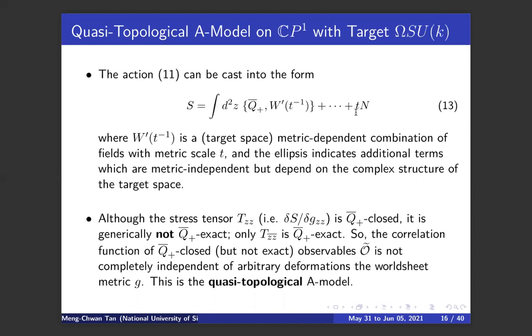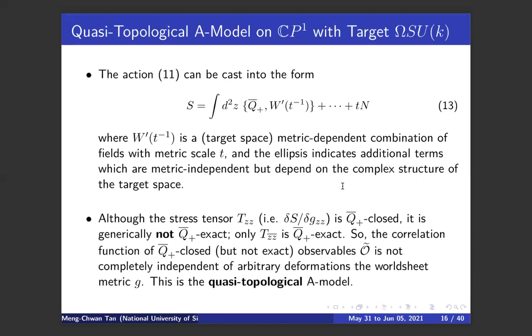The T also appears here because this is a metric scale T, and then you pull back the symplectic form. The omega itself is constructed from the metric of the target space, so the T also appears here. All right, so we can write it into this form. It takes some work, but after that we can write it into this form. So now let's analyze this action.